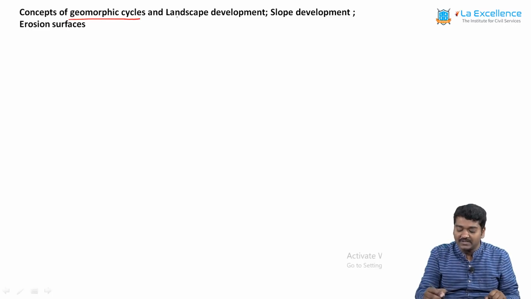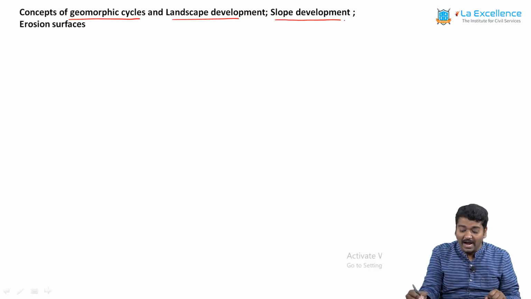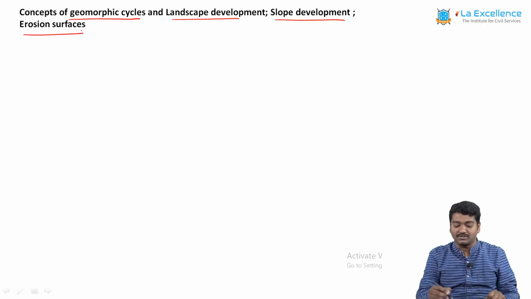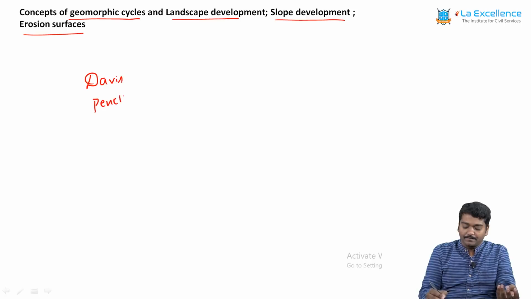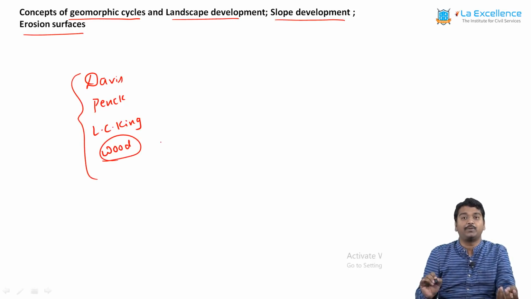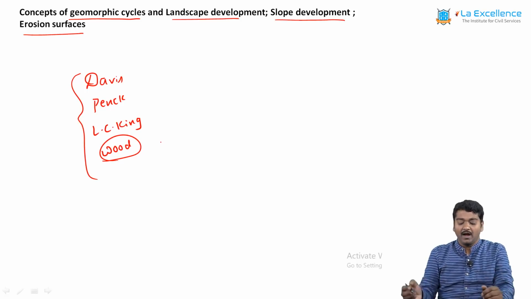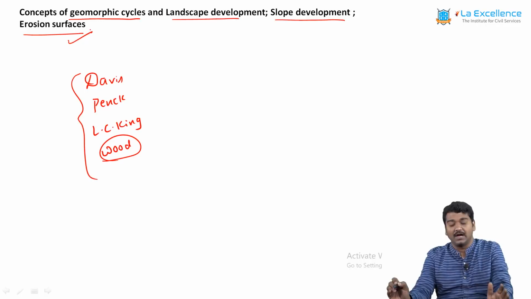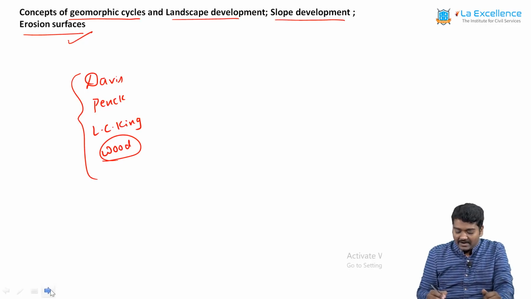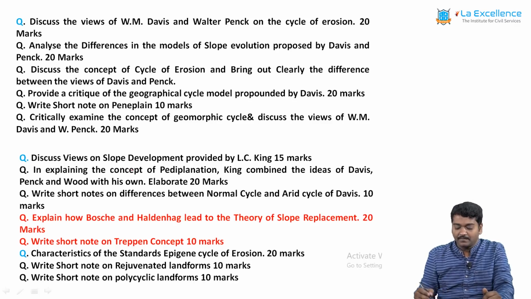Concepts of geomorphic cycles, landscape development and slope development, erosion surfaces. Guys, Davis, Penck, L.C. King, Wood. If you can read these four, especially Wood for the slope development, I hope that should be fine. And the end product of all those is your erosion surfaces. So these are again direct. Look at the questions that you have.